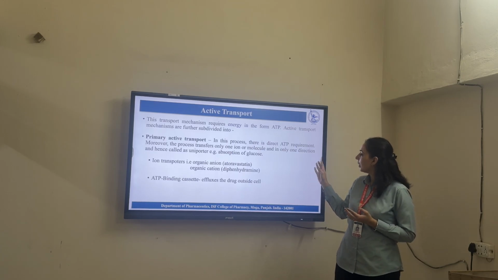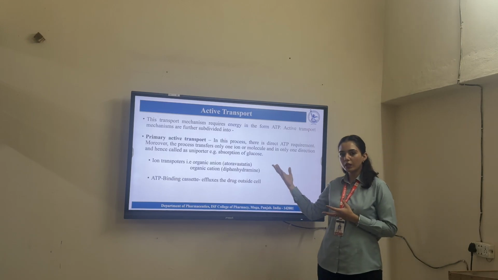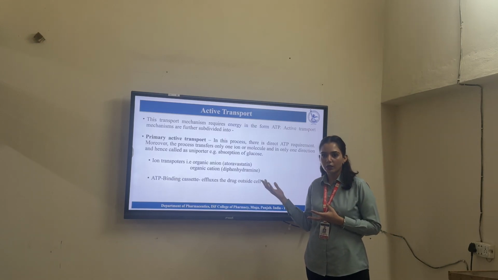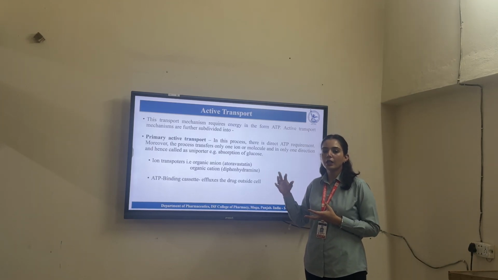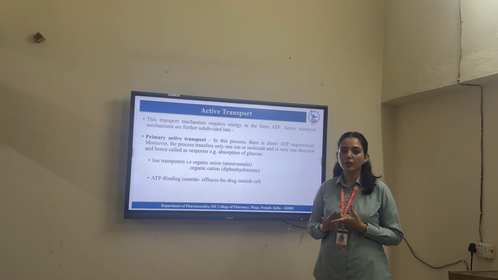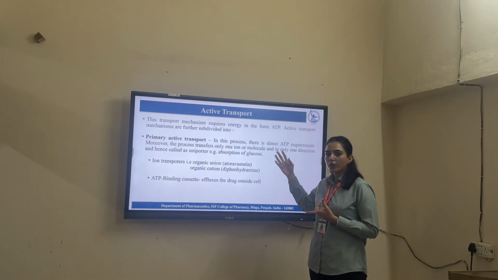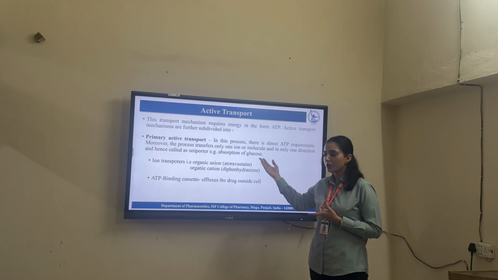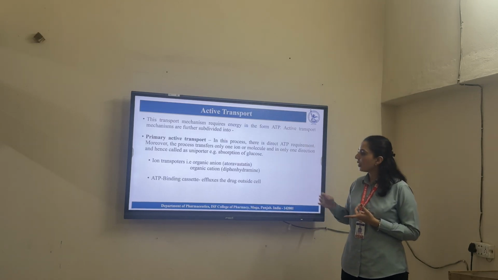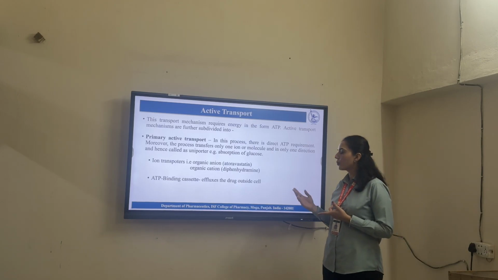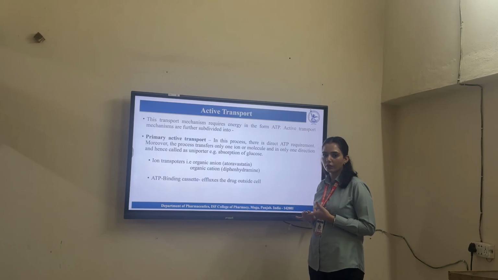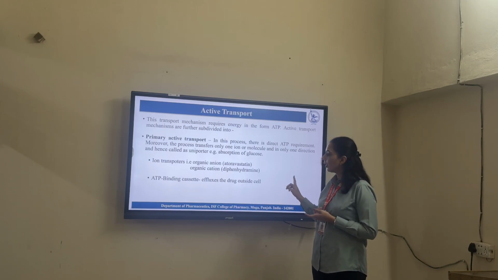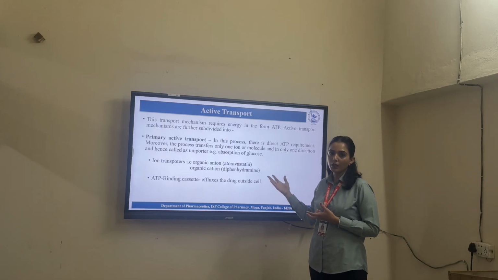If the drug is moving in one direction, this is called uniport. For example, the absorption of glucose is a type of uniport movement. And in this mechanism, two types of transporters are able to transport the drug from lower concentration to higher concentration: the ion transporters and ATP binding cassettes. Ion transporters can transport the drug in anionic or cationic form, and ATP binding cassettes efflux the drug outside the cell.